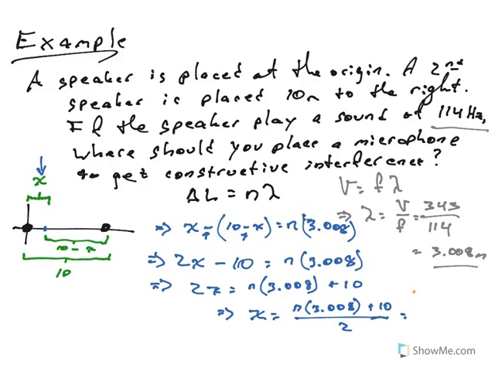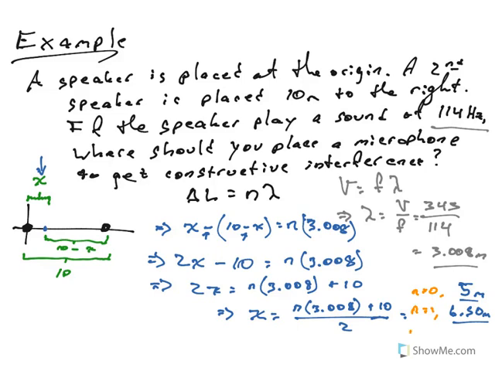So for instance, if we let n equals 0, what do we get? We get 0 times 3.008, that's just 0, plus 10 divided by 2, 10 divided by 2 is 5. So if we place the microphone at the 5 meter mark, we'll get constructive interference. But we can also choose n is equal to 1. Then we have 1 times 3.008, that's 3.008 plus 10, 13.008 divided by 2, that gives me a value of 6.50. So that's another answer. I could place the microphone at this point.